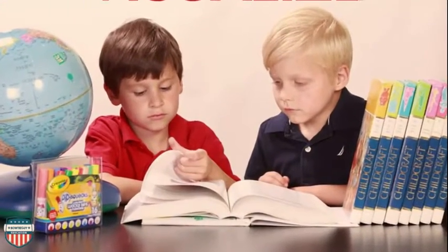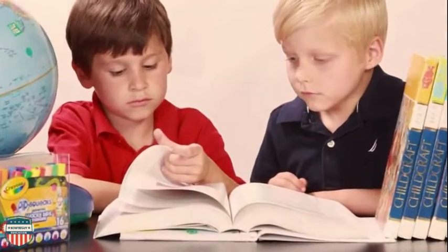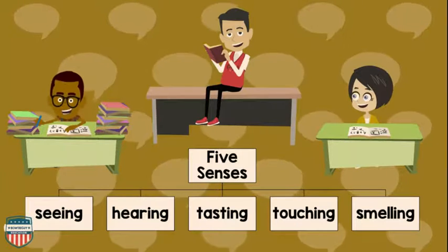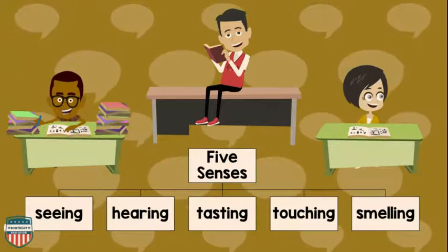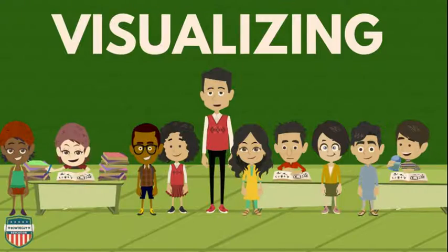So the next time you're reaching for a fix-up strategy to help you understand what exactly it is you're trying to read, try to reach in your tool belt for the visualizing strategy. Make a mental image of what you're reading.